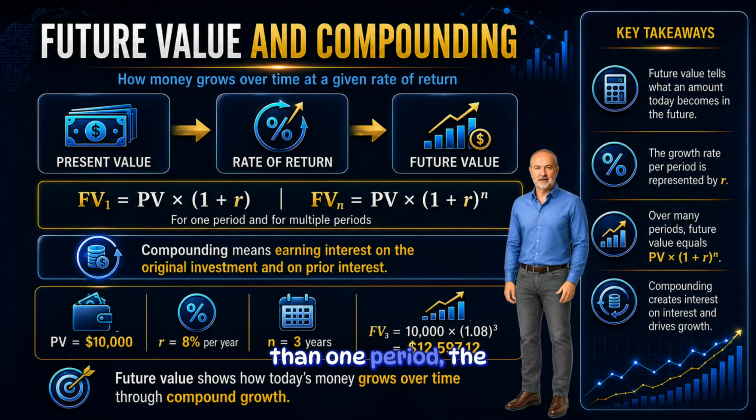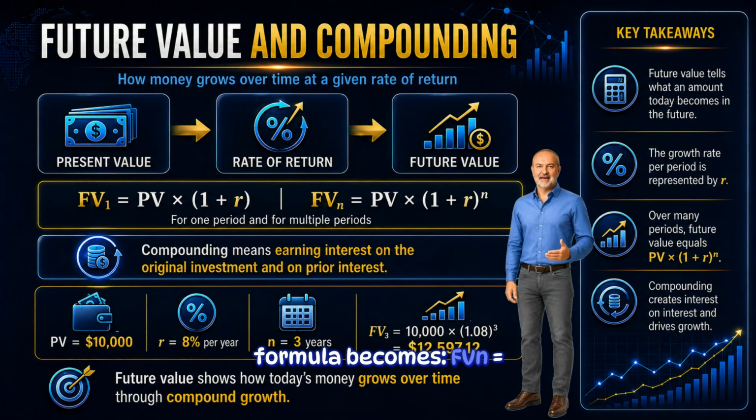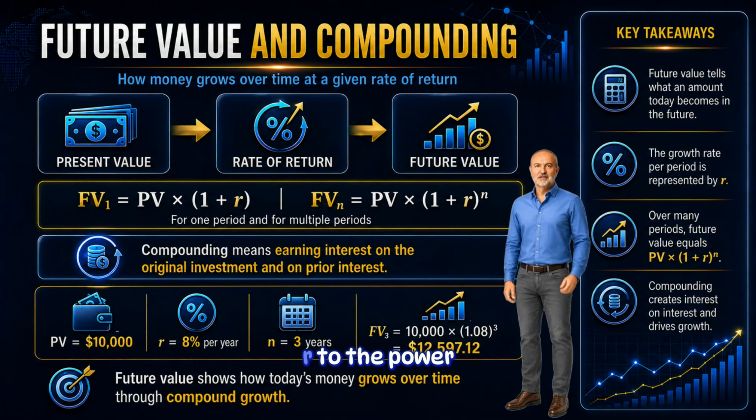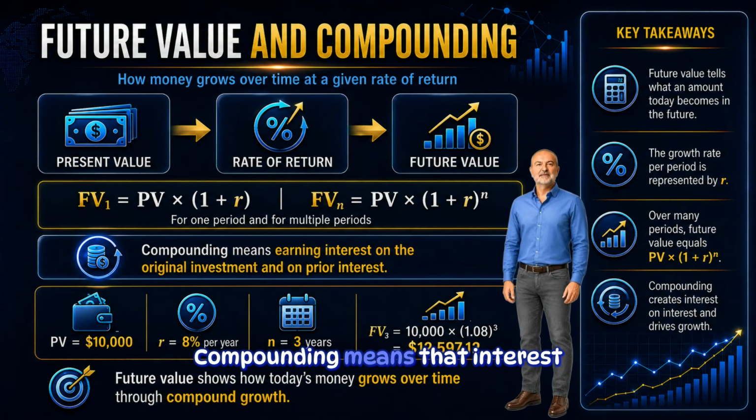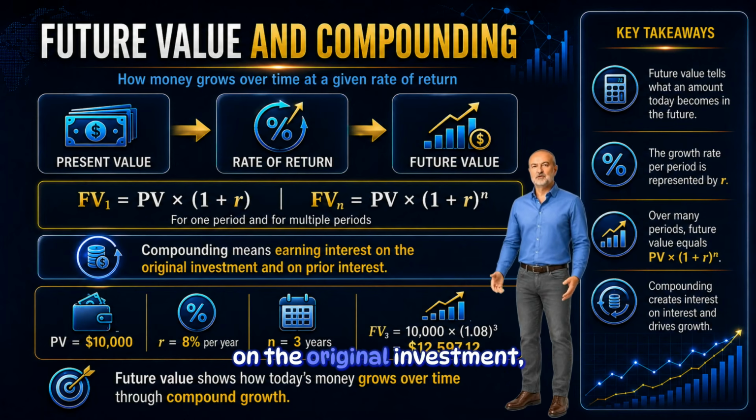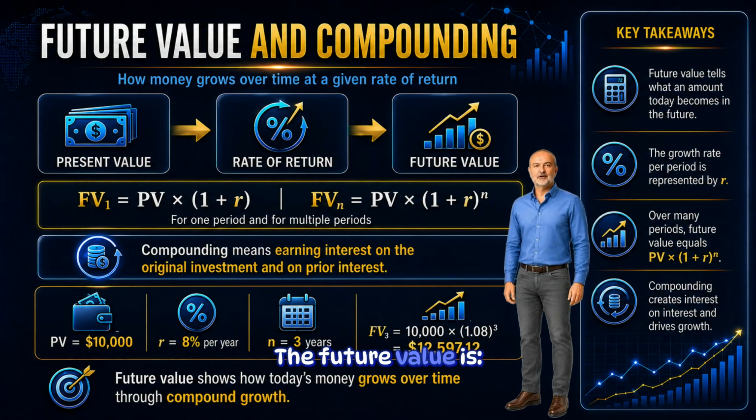If there is more than one period, the formula becomes FVN equals PV times (1 plus R) to the power of N. This is where compounding enters the picture. Compounding means that interest is earned not only on the original investment, but also on interest from earlier periods. For example, suppose $10,000 is invested for 3 years at 8% per year. The future value is FV3 equals 10,000 times 1.08 to the power of 3. That equals $12,597.